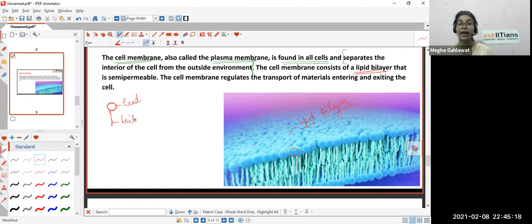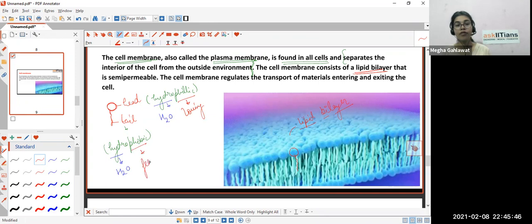Now, the important thing about the head and tail is that the head is hydrophilic and the tail is hydrophobic. Hydro means water, philic means loving, and phobic means fearing. So the head is hydrophilic, that means it is water loving. It is ready to be in contact with the water, to communicate with the water or coexist with the water. Whereas the tail part of the phospholipid molecule is water fearing, or hydrophobic. That means it stays away from the water. It will try to stay away from the water.